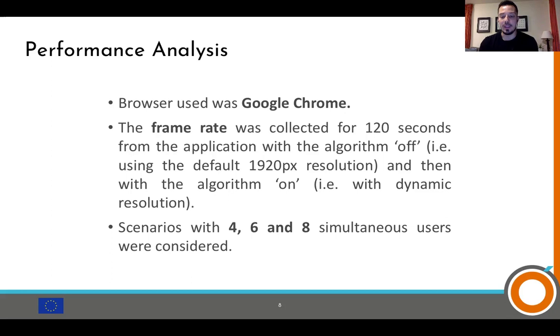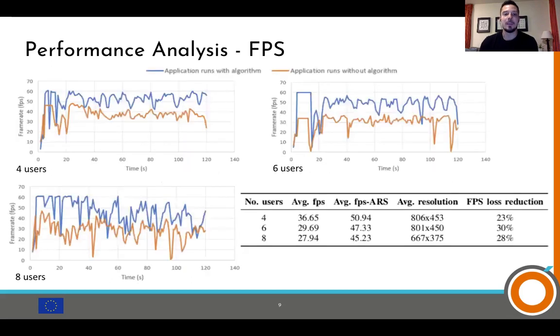And now I'm going to start presenting what we analyzed. The first item is the frame rate per second. Here I have 3 plots for 4, 6, and 8 users. On average, for 4 users, we have 36 frames per second. And with the ARS algorithm running on, this is increased to 50 frames per second with a loss resolution of 23%.